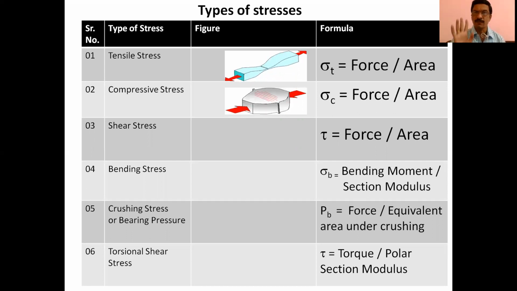The direction is different. The symbol of tensile stress is sigma T, whereas the symbol of compressive stress is sigma C. Force divided by cross section area. Only the direction of loading is different.